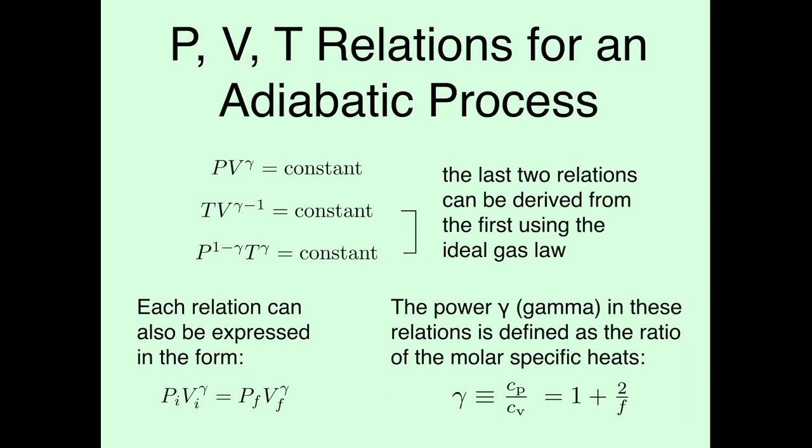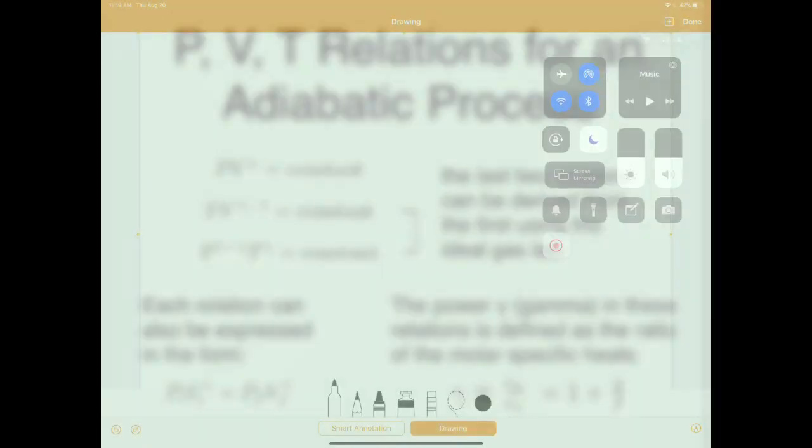Now to do some derivations. There are a bunch of relationships that we're going to derive for an adiabatic process. Basically, these tell you how pressure, volume, and temperature are all going to change during an adiabatic process. So let's derive these, and then we'll go through what they mean.